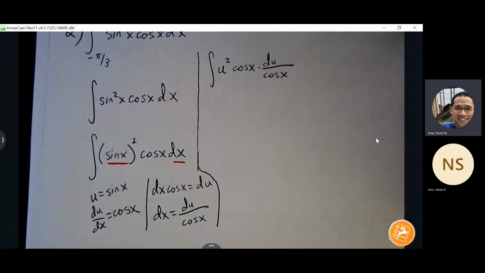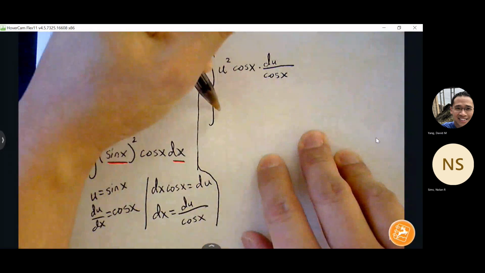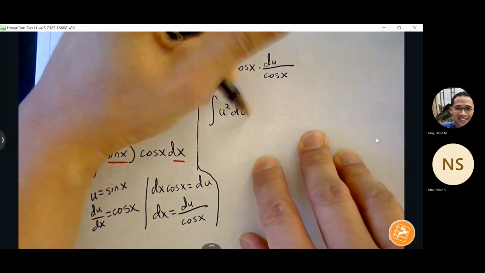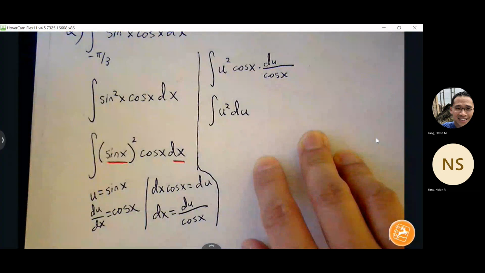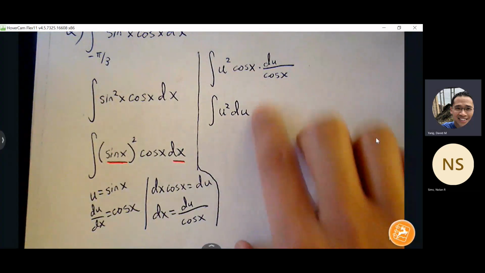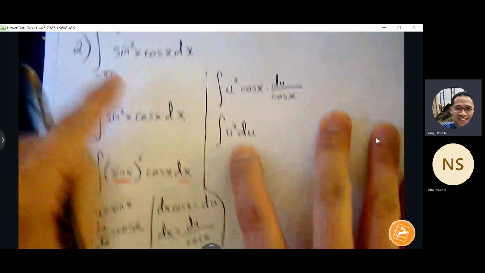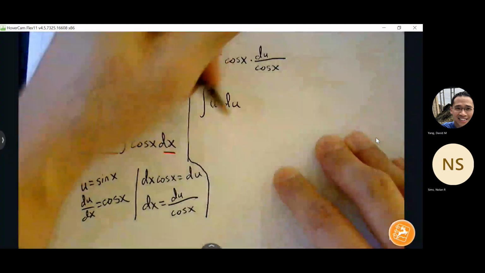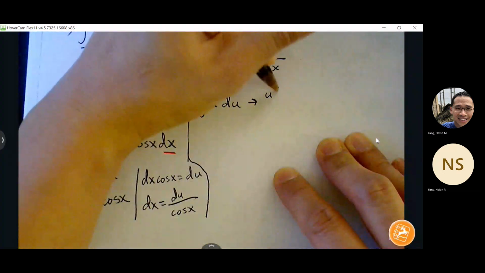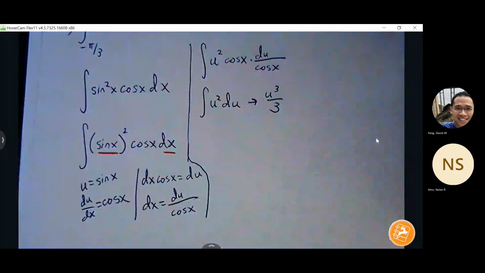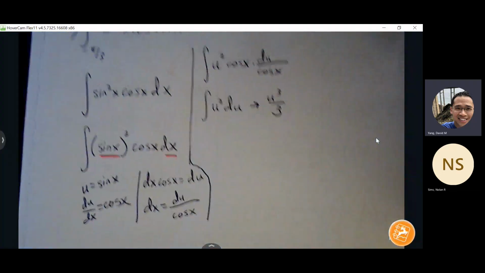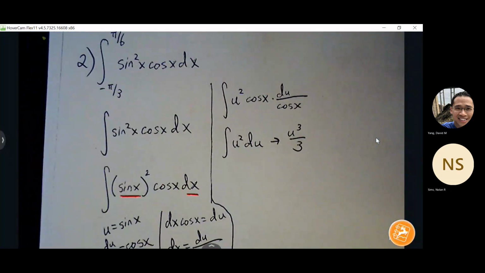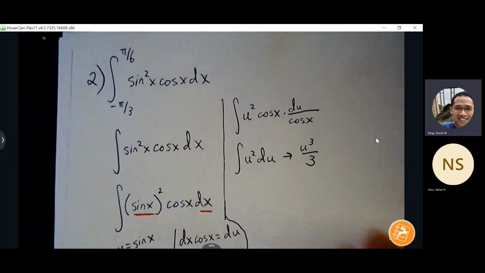Okay, do the x's go away nicely for us? They do. Numerator, denominator, cosine goes away, no leading coefficient. Nice clean power rule for us to apply, much cleaner than what we started with. So u cubed over 3. Now we can think about the bounds. Okay, because there's not going to be a plus c.